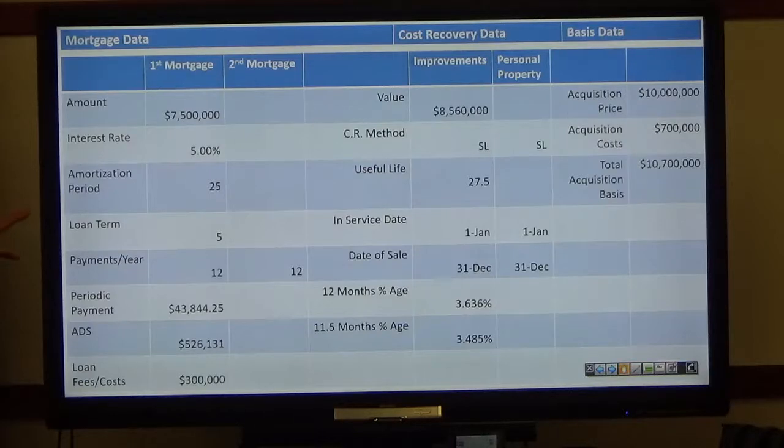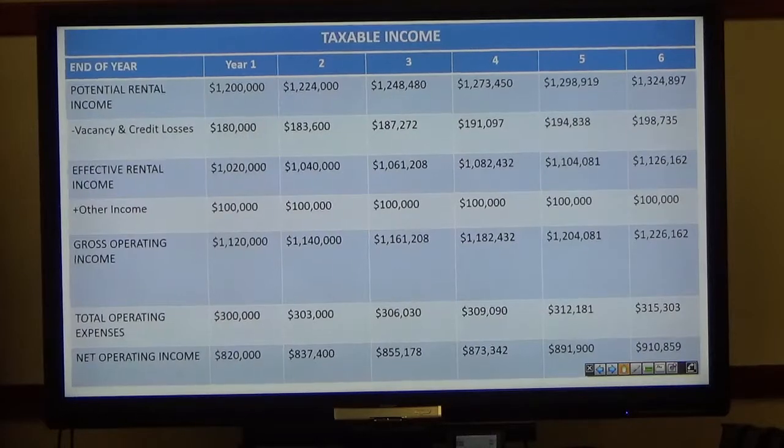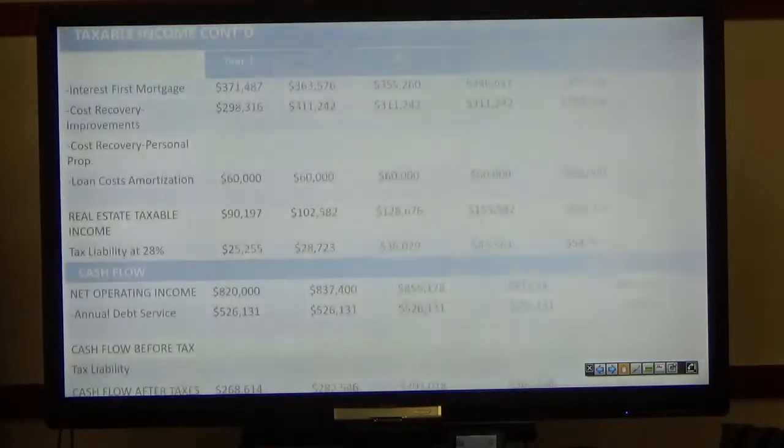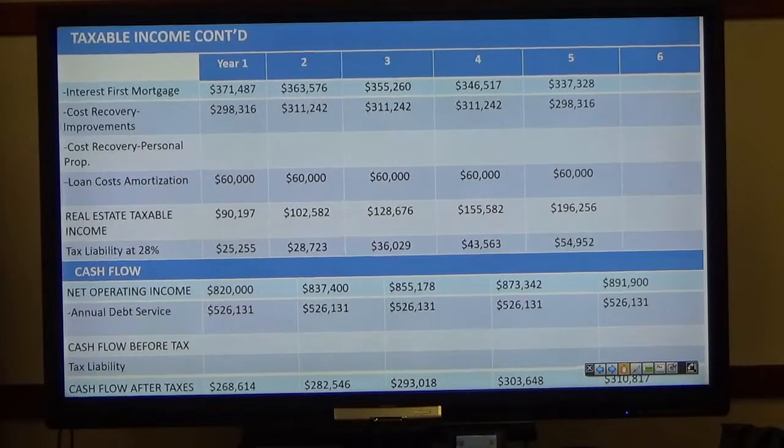This is probably a little bit too much information, but I kept all the information. I just took out the redundancy and made it clear. And, I understand you cleaned it up quite a bit, but it is still very much spreadsheety. Taxable income, cash flow.